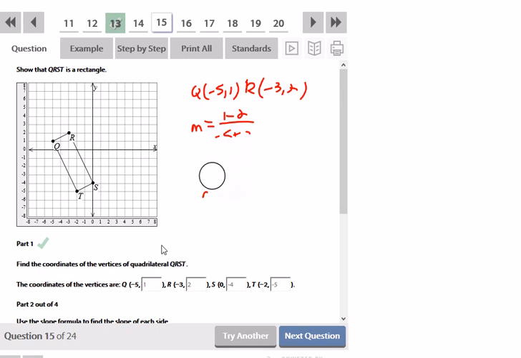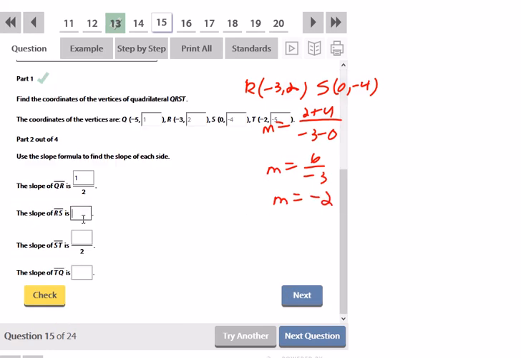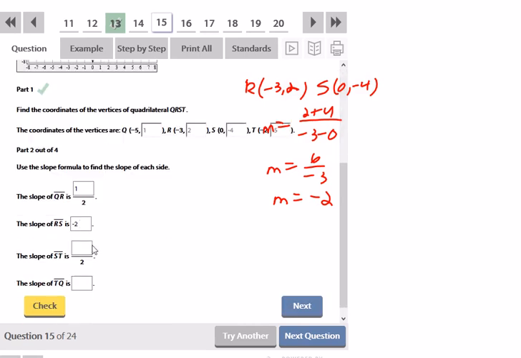The slope of RS. So let's see, R is still at negative 3, 2, and S is at 0, negative 4. So the slope is 2 plus 4 over negative 3 minus 0. So the slope is 6 over negative 3. So the slope is negative 2. And just to save time, I would get the same thing with ST and with TQ.